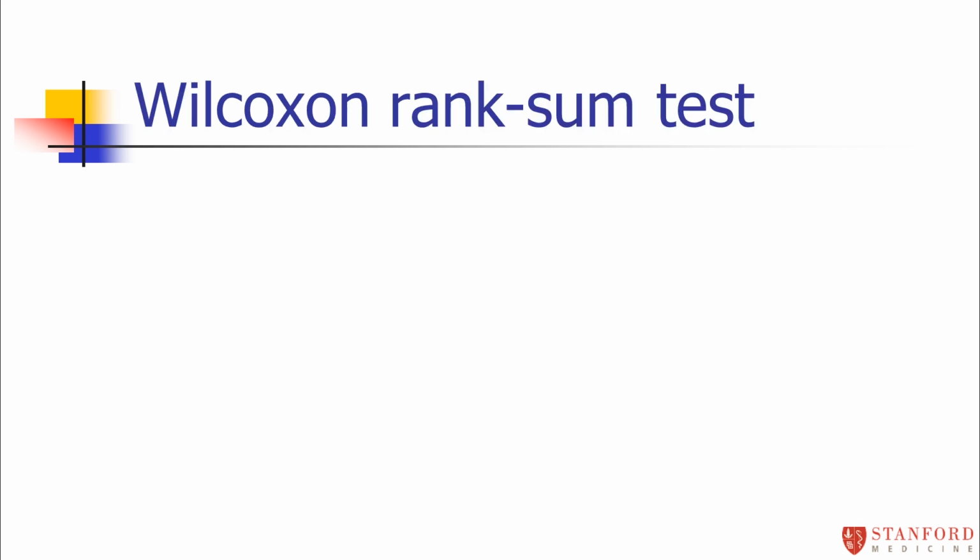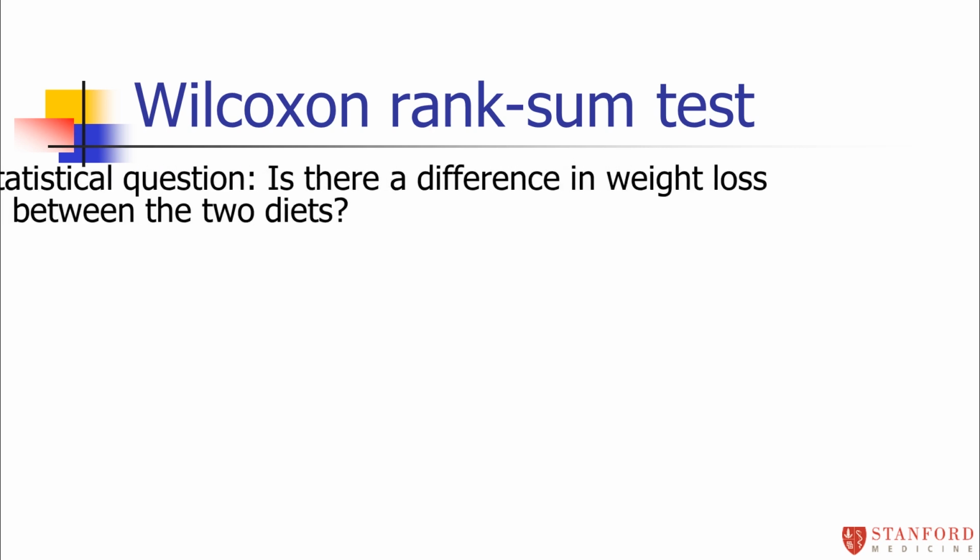We can actually apply a statistical test to evaluate which diet is better. We're going to apply something called the Wilcoxon rank sum test. It's also sometimes called the Mann-Whitney U test. I prefer the term Wilcoxon rank sum test because rank sum test tells you exactly what it does. You rank the data and then you sum them.